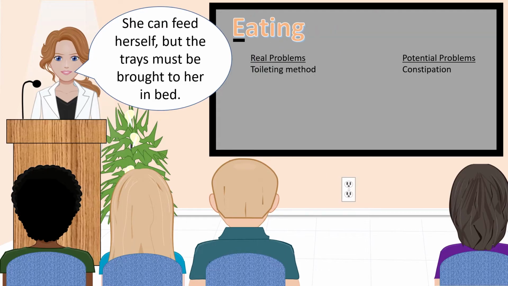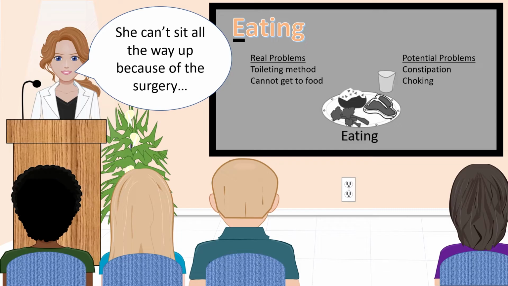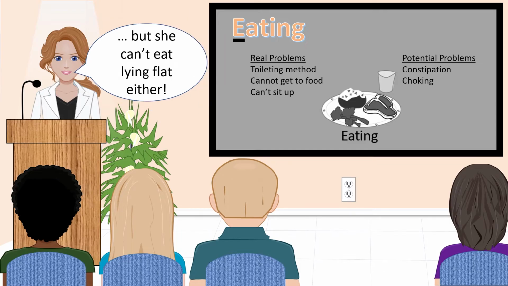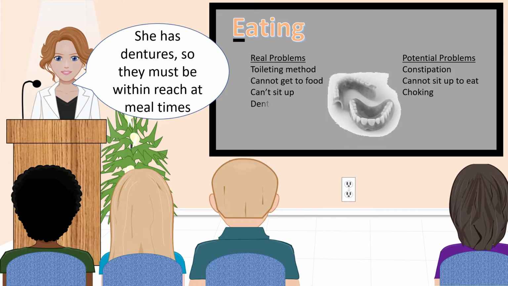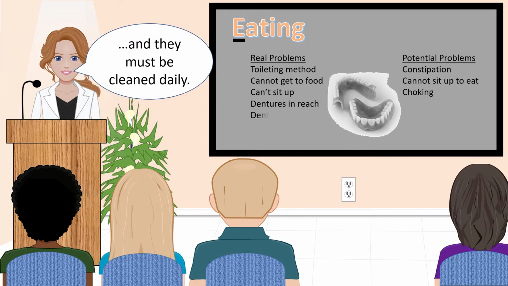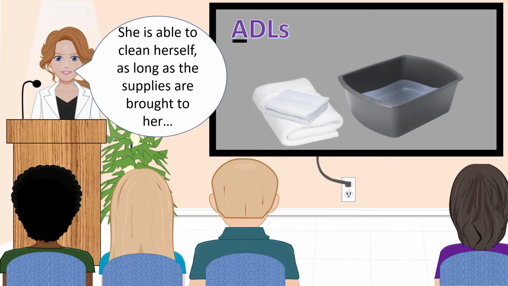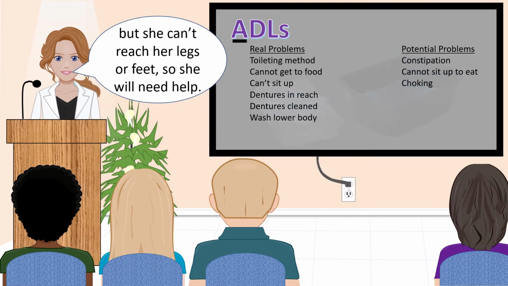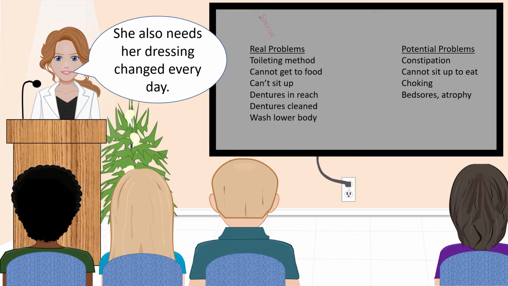She can feed herself, but the trays must be brought to her in bed. She can't sit all the way up because of surgery, but she can't eat lying flat either. She has dentures, so they must be within reach at mealtimes, and they must be cleaned daily. She's able to clean herself as long as the supplies are brought to her, but she can't reach her legs or feet, so she'll need help. She is on total bed rest for 3 days, and she also needs her dressing changed every day.